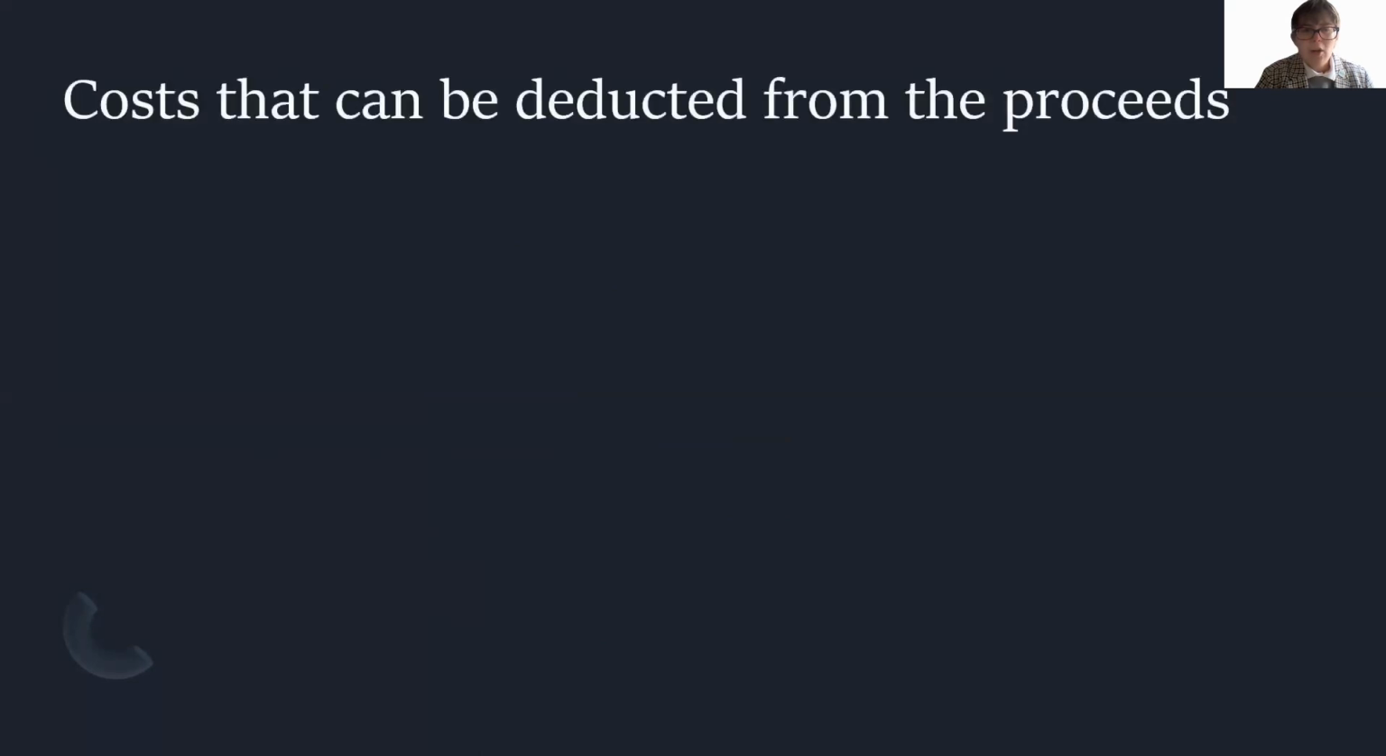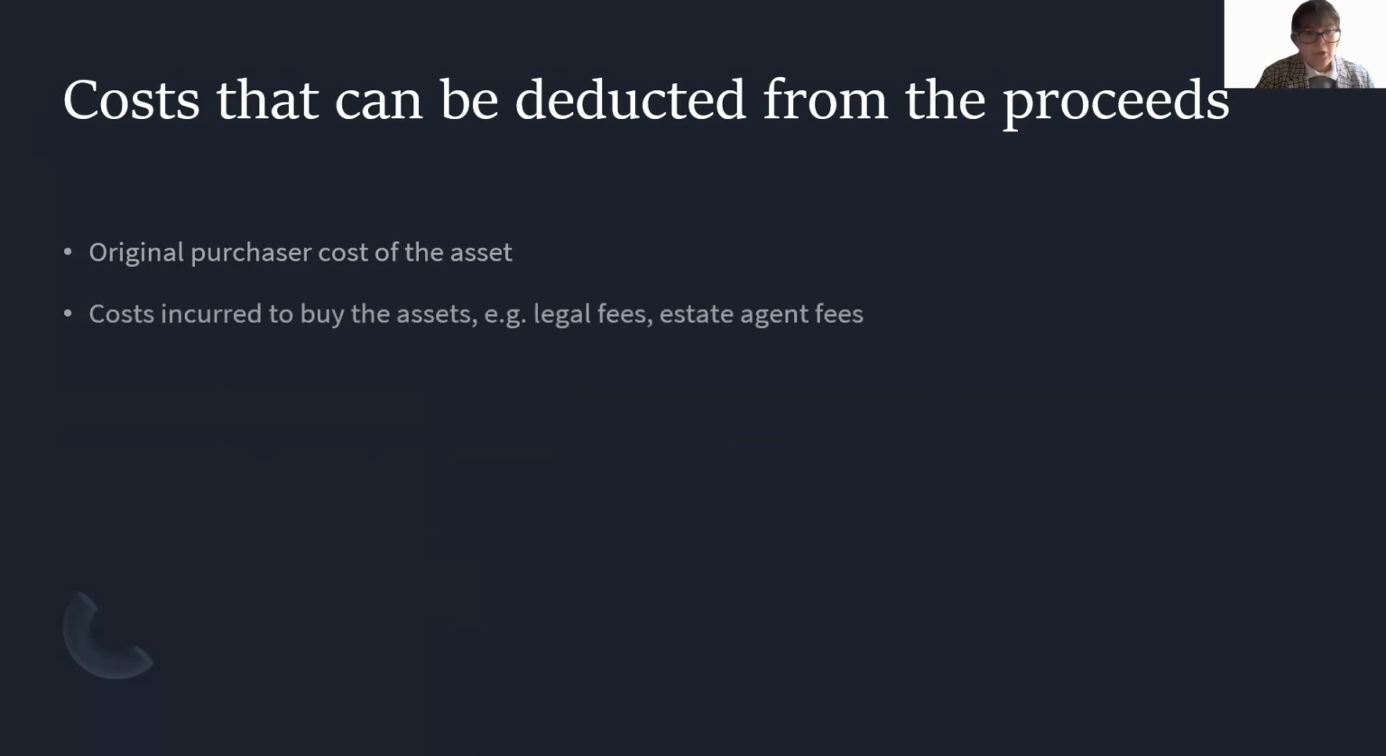So what type of costs then can we deduct from our proceeds? Well, we can deduct the original purchase price of the asset. We can deduct any costs that we have incurred to actually buy the asset. So a good example is if you're buying a house, you are going to incur legal fees, estate agent fees, and so on. It could be costs incurred to sell the asset. So again, legal fees, estate agent fees.